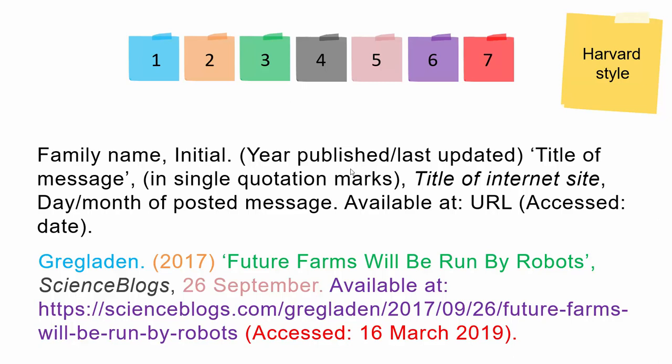So the date that the post was last updated perhaps, or it was published, and that's going to be in brackets. Following that, and in single quotation marks, you will need the title of the message, followed by the title of the internet site, and that information will be in italics.